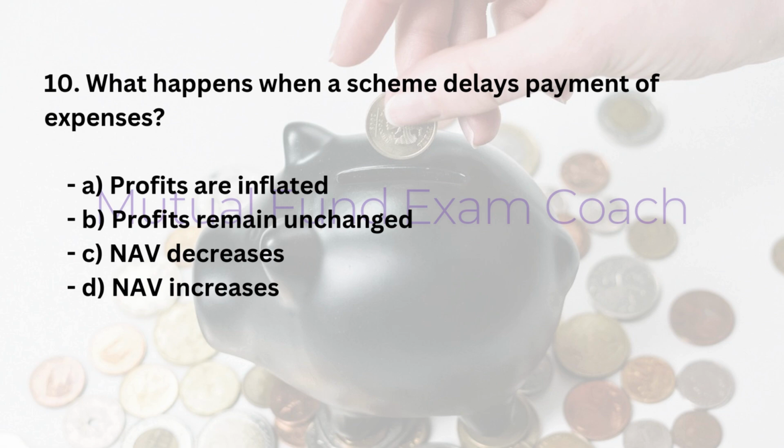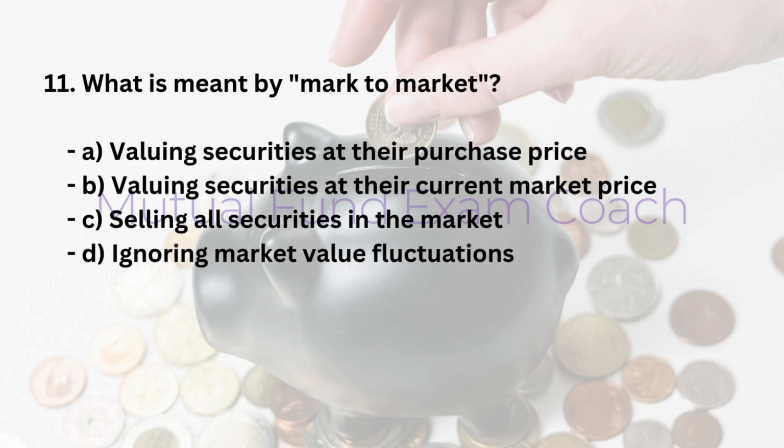10. What happens when a scheme delays payment of expenses? A. Profits are inflated. B. Profits remain unchanged. C. NAV decreases. D. NAV increases. Answer, A. Profits are inflated.